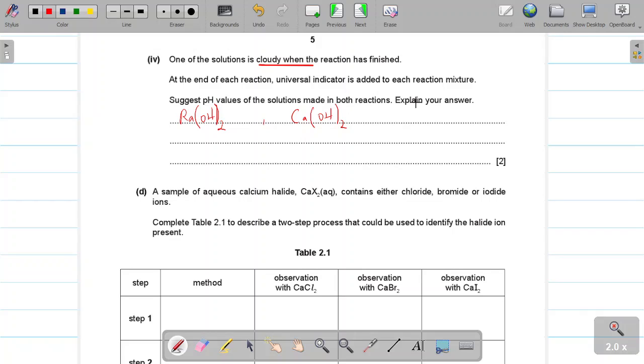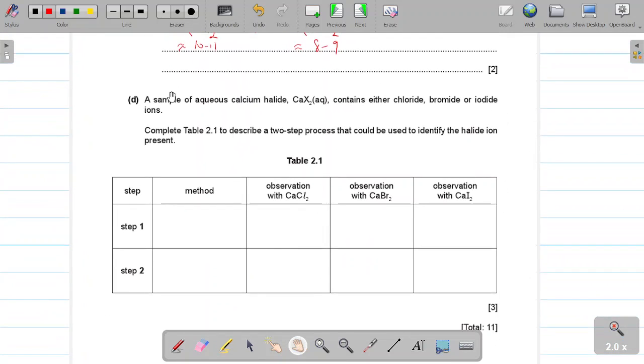Now both solutions are going to have a pH greater than 7 because we have an alkaline solution. However, the pH of the radium hydroxide should be greater, so I would say approximately around pH 10 to 11. And the calcium hydroxide will be approximately pH 8 to 9. The reasoning for this is that the radium hydroxide is more soluble, because the solubility of the group 2 hydroxides increases as you go down the group. So this was really testing the solubility of the hydroxides.